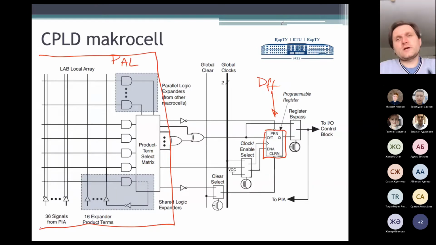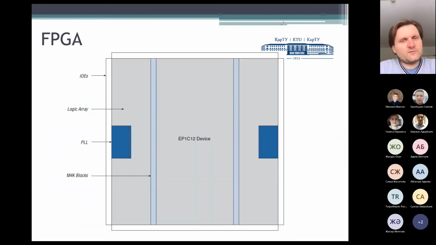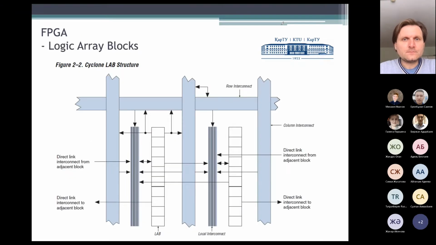That simple structure is duplicated inside the huge structures, and in FPGA we have a lot of gates, a lot of registers, and the number of registers is one of the properties of the FPGA. And sometimes when we find an FPGA with a magic number 15, it means that FPGA has 15,000 of those registers. Those registers are connected in logic array blocks and next implemented on the silicon structure.